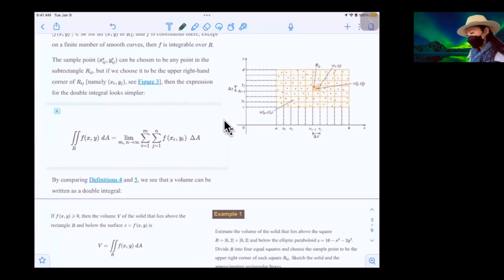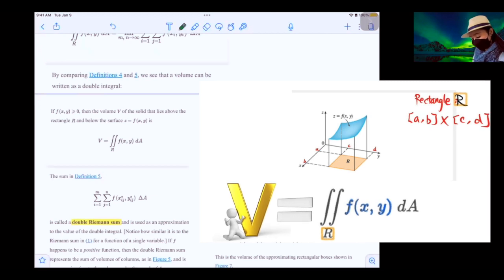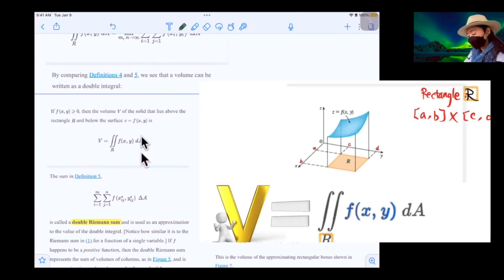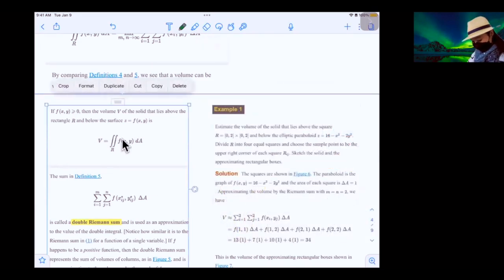Now this double integral is the limit of this double Riemann sum, without the star, using the upper right corner. When the function is a positive function, then that represents the value under the surface. So it's called a double Riemann sum.